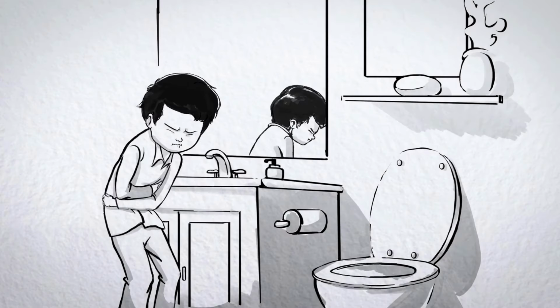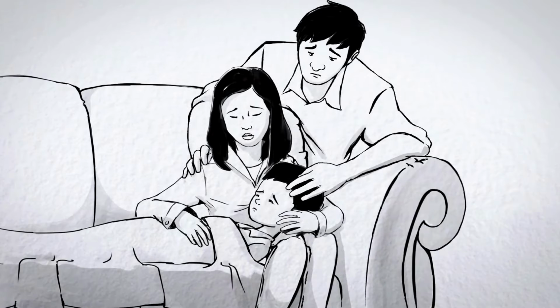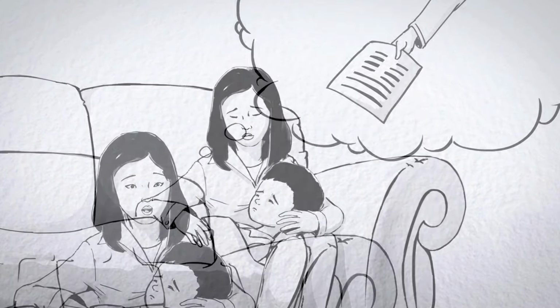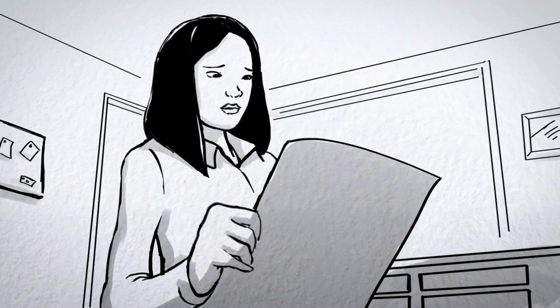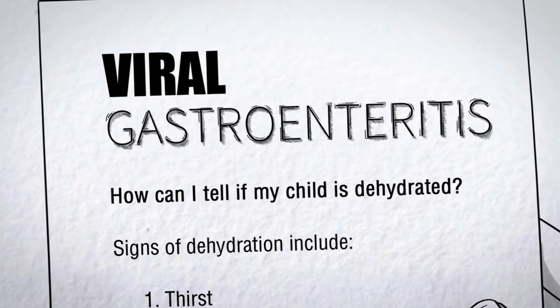Clinical presentations vary widely, ranging from mild watery diarrhea to severe bloody diarrhea, with or without vomiting and fever. Keep an eye out for dehydration signs: dry mucous membranes, decreased urine output, tachycardia, and orthostatic hypertension.